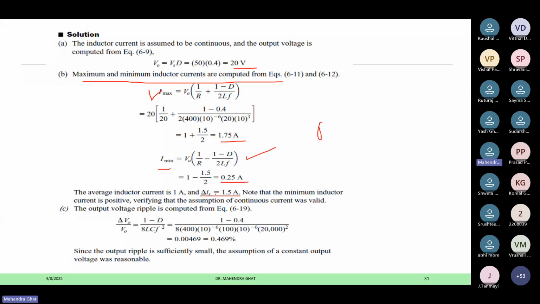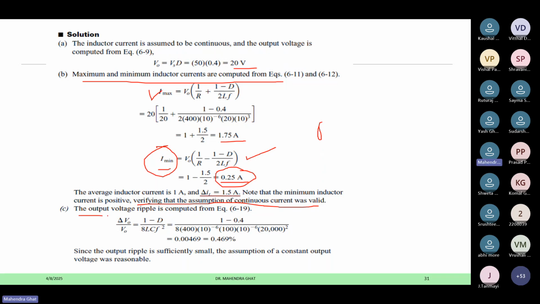So here you can see the minimum value which you are getting is 0.25, which is not 0 or less than 0, meaning that it is in continuous conduction. So our assumption is correct that we are operating in continuous conduction.